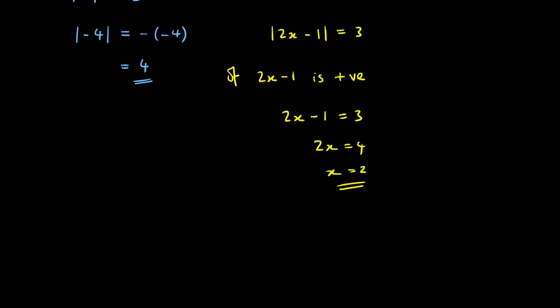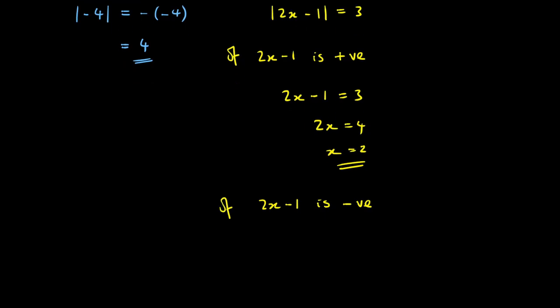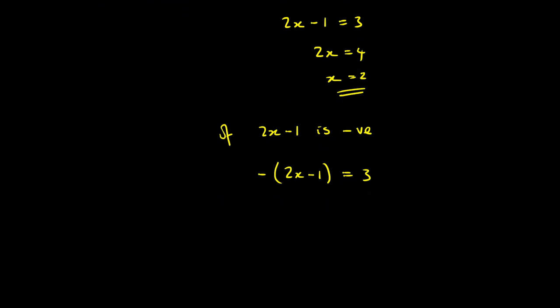But on the other hand, if 2x minus 1 is a negative number, then what's going to happen? Well, the modulus is going to turn it into a positive. And how will it do that? Well, it will take the 2x minus 1 and multiply it by negative 1. So we end up with this, right? So I could say this is now 2x minus 1 is equal to negative 3. So 2x is equal to negative 2 and x is equal to negative 1.